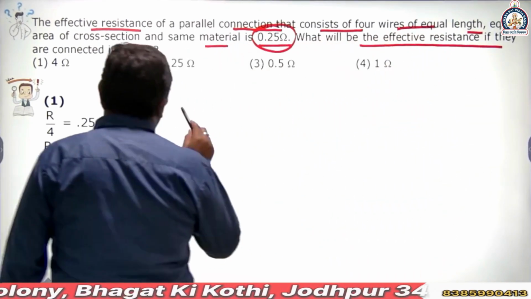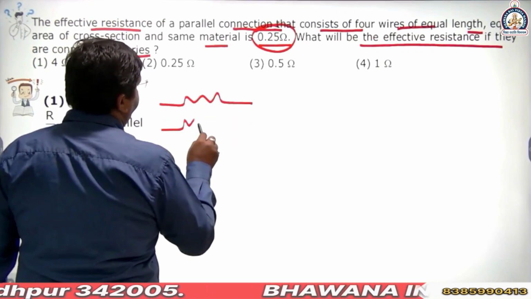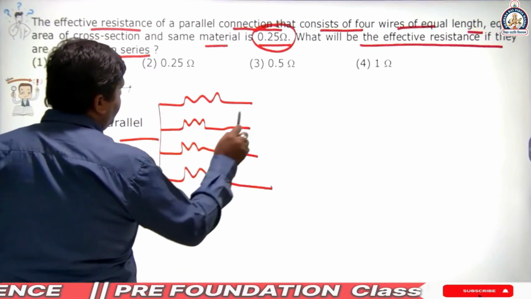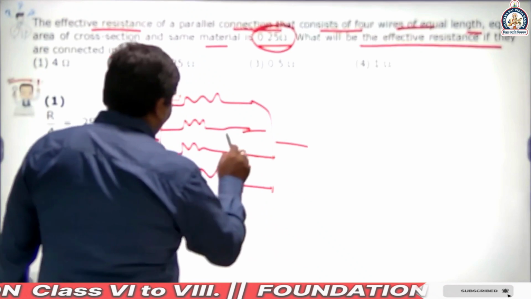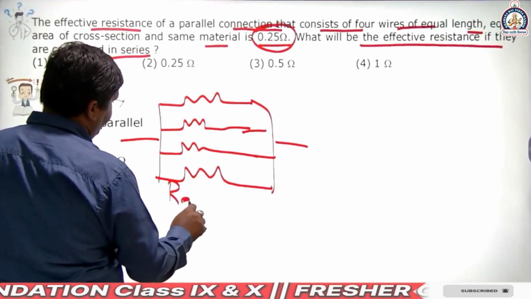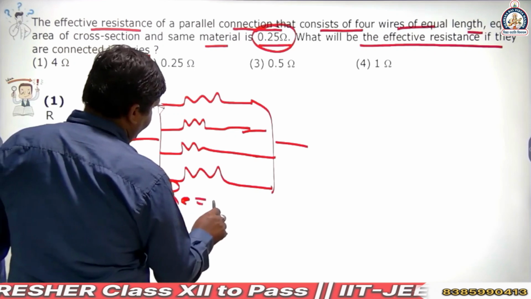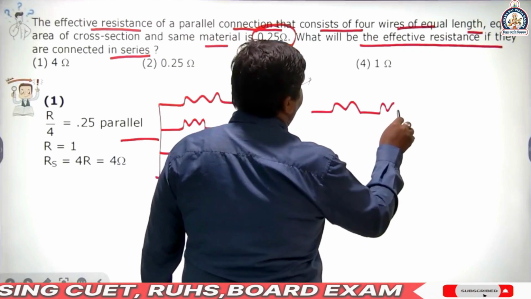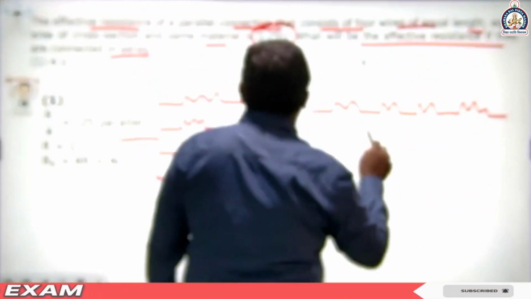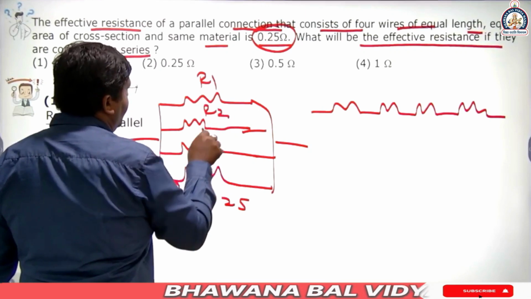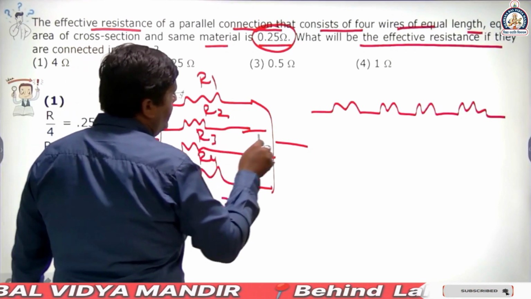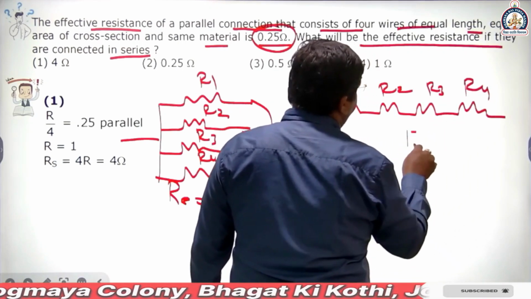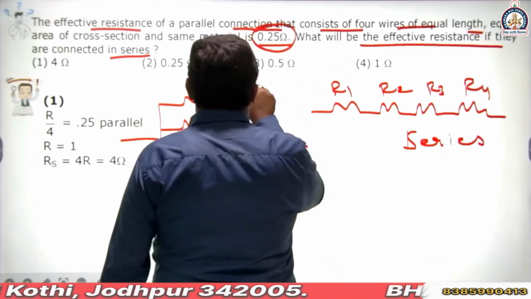Okay, we are provided with 4 resistances, first, second, third and fourth. When they are connected in parallel, the effective value R effective comes out to be 0.25 ohm. What will happen if they are connected in series, R1, R2, R3 and R4. This is our first resistance R1, this is second R2, this is R3, this is R4. This is the series connection and this is the parallel connection.